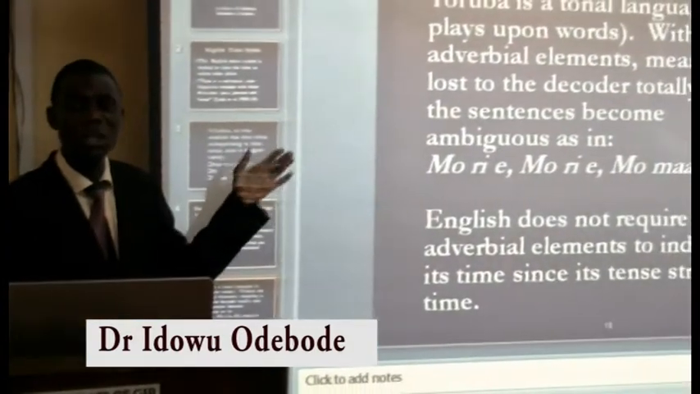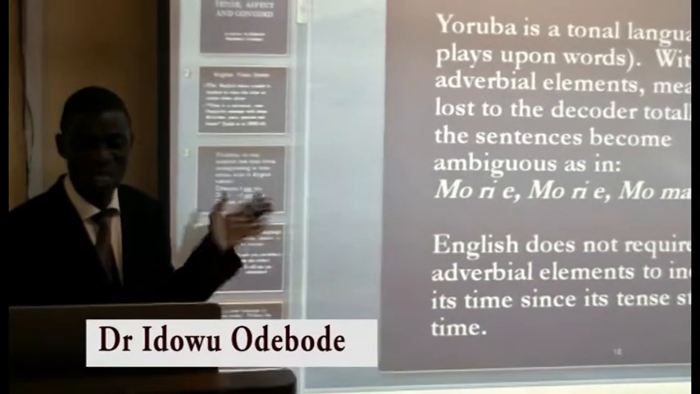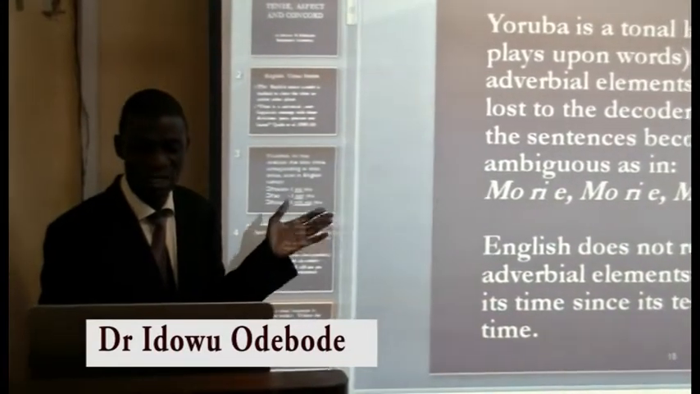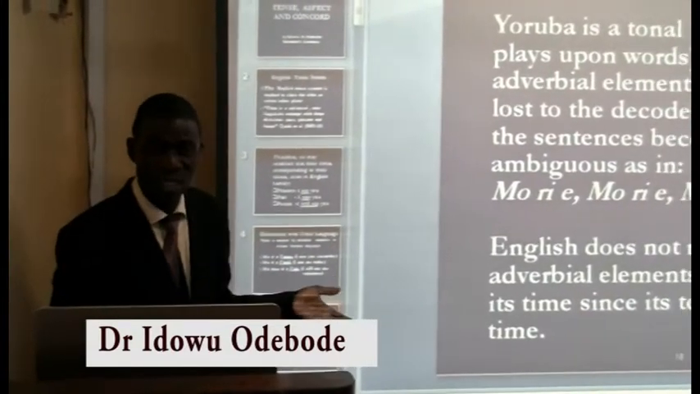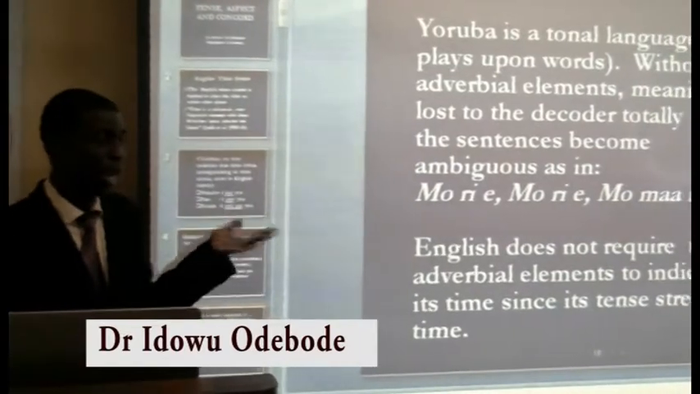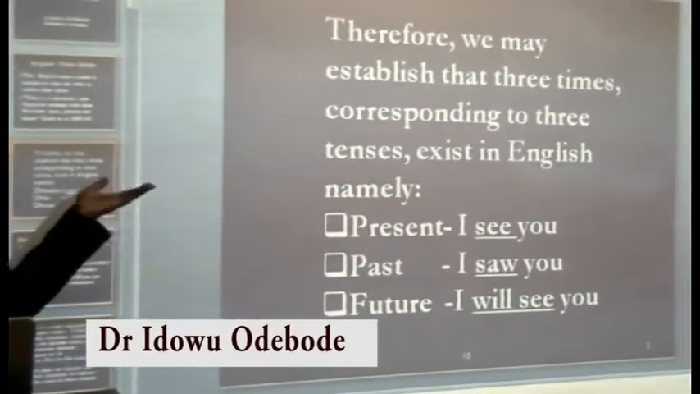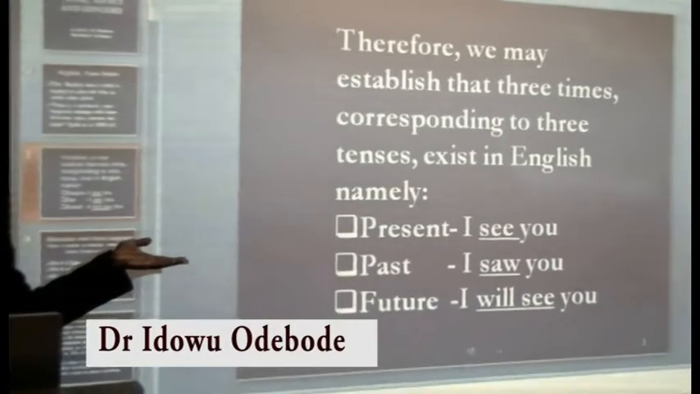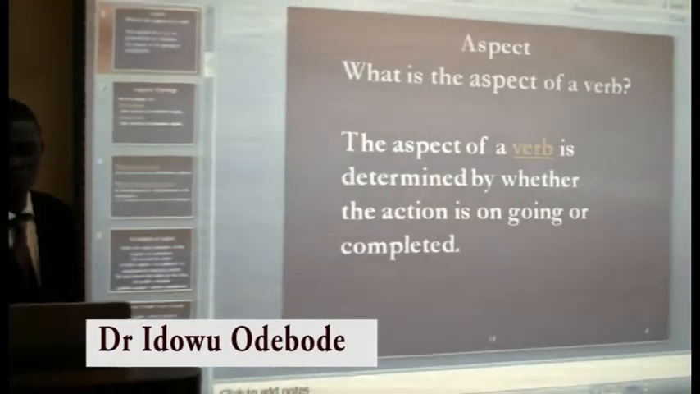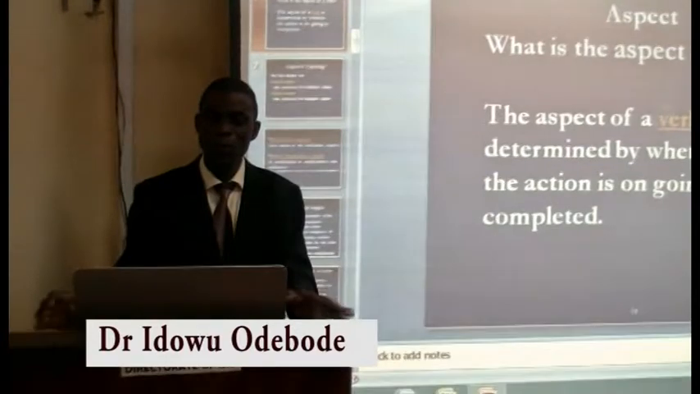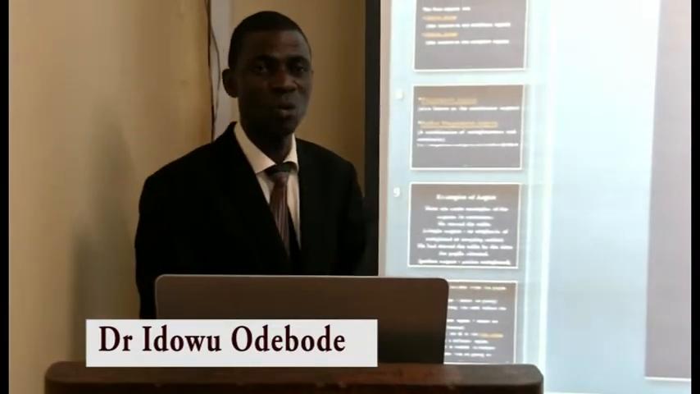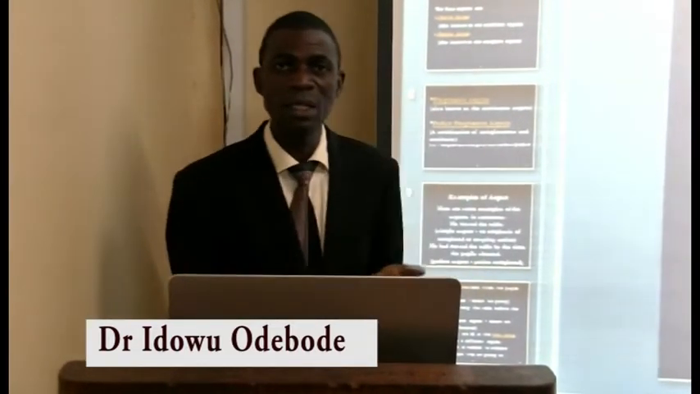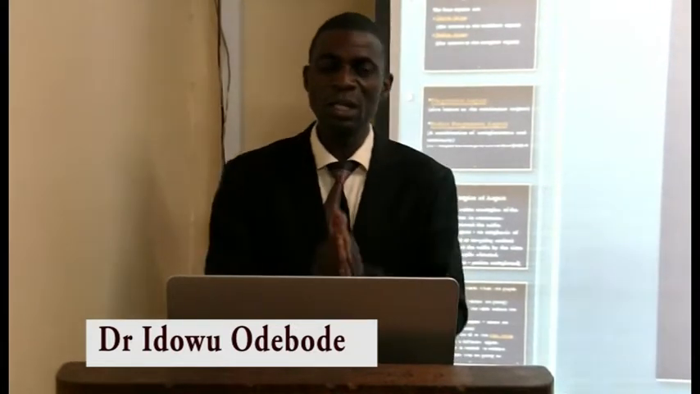English does not require the adverbial elements to indicate its time, since it inherently traces time. See, present; saw, past; and we will see tomorrow, future. So far, we've been able to establish that we have three tenses in the English language: the present tense, the past tense, and the future tense.